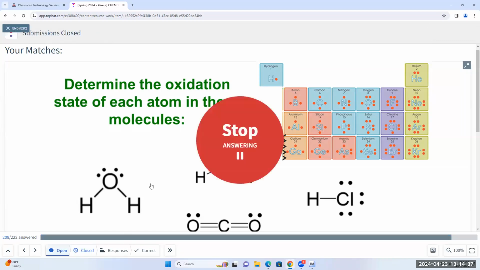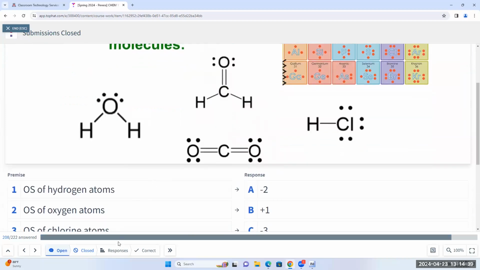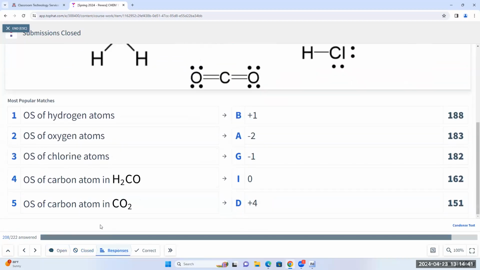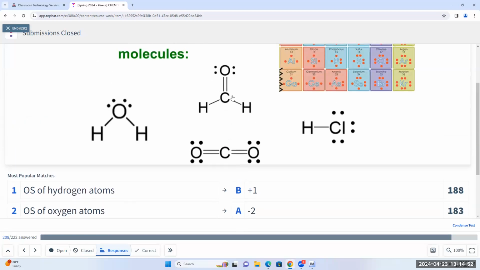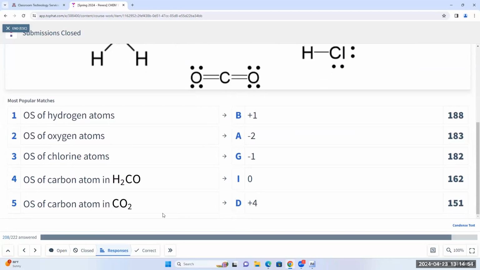All right, let me see your responses just for fun. Hydrogen +1, oxygen -2, chlorine -1, and the carbon of H2CO, which is this one over here, is 0. And the oxidation state of carbon in CO2 is +4. Only 75% got that one. Why is that?